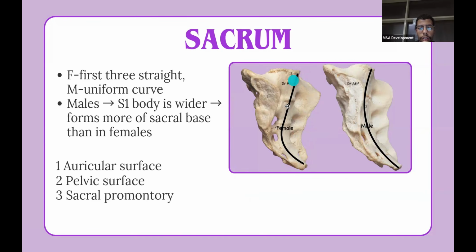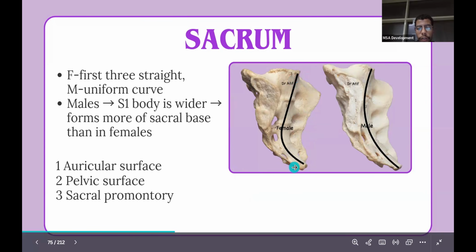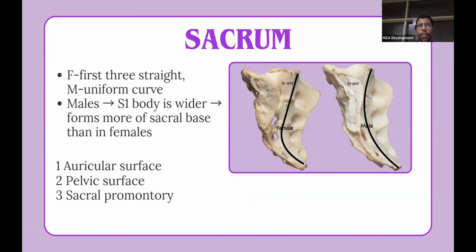And just know that this surface, this side here, is called the pelvic surface, because it's towards the pelvis. Remember, we mentioned the true pelvis. So this is the pelvic surface. And then at the top, this notch here is called the sacral promontory. We said that it's different in males and females, and I'll show you the difference in a bit. And on the sides, we have the auricular surfaces that we said articulate with the ilium to form the sacroiliac joint.